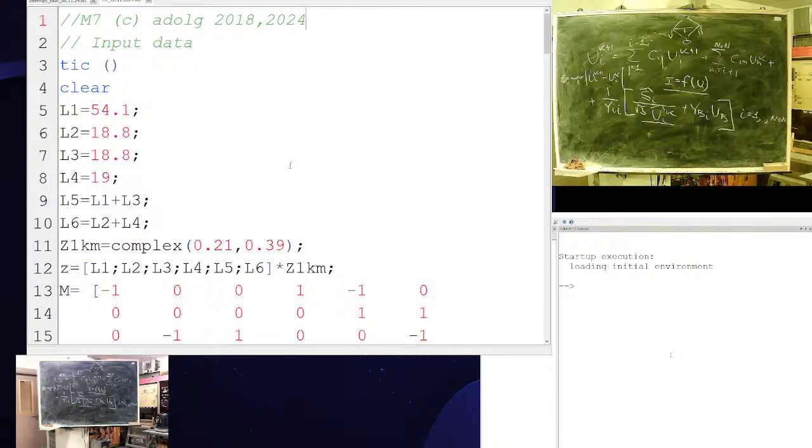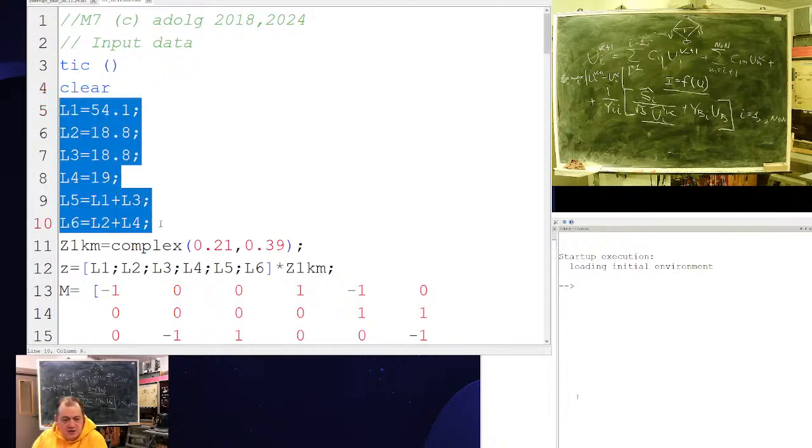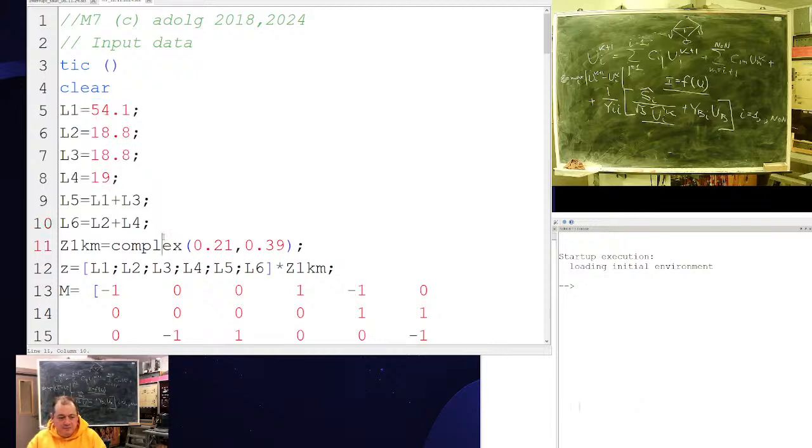It is. Yeah, what I got here. It's a solution code. I tick it to get execution time. Clear, erase everything. Next, I use line length in kilometers to compose resistance vector.